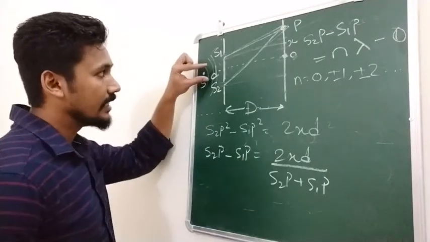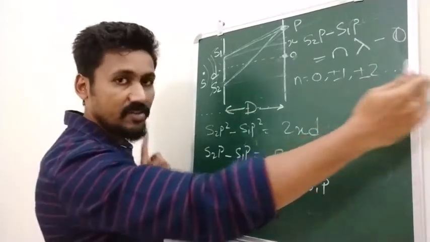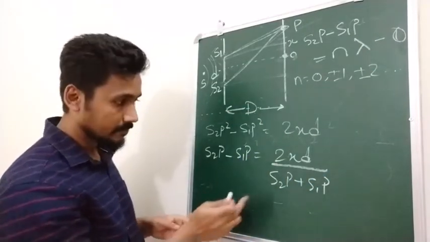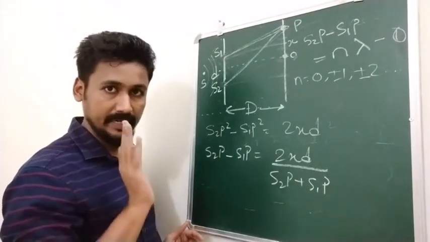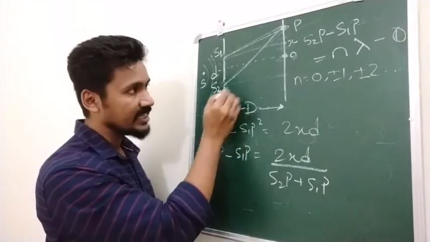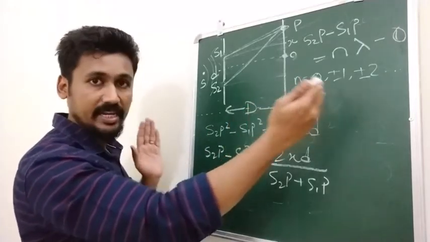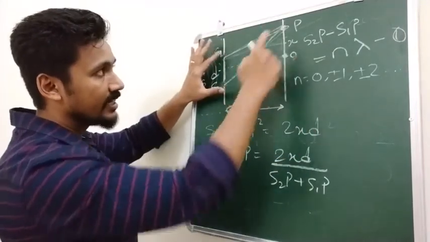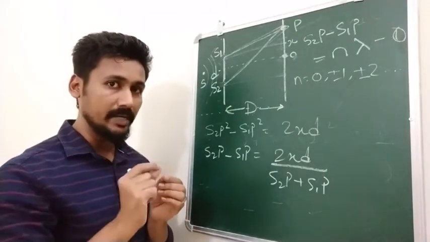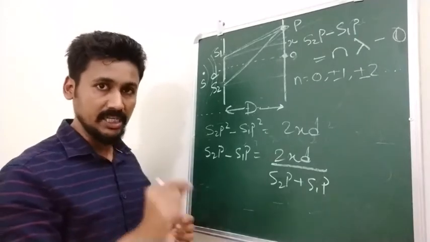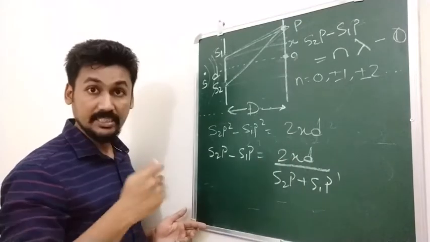But if this distance small d is very small and this distance capital D is very large, what happens is S2P becomes almost equal to S1P. Let me repeat that once again. If the distance between slits and the screen is extremely large, then these two rays become almost equal. We are using the word almost. There will be a little bit of difference, but it can be considered almost equal, and basically that will be equal to capital D. So this is the assumption we make.